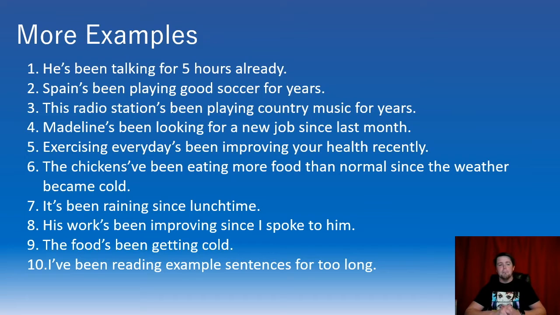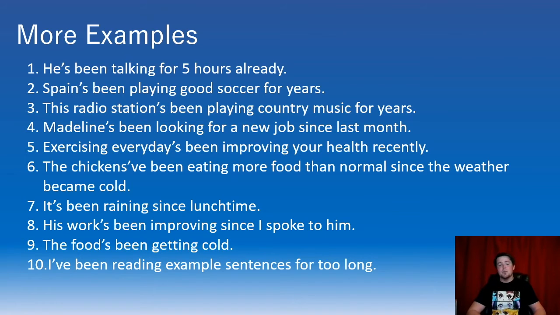So, number one, he's been talking for 5 hours already. He began 5 hours in the past. He's still talking now. Number two, Spain's been playing good soccer for years. Number three, this radio station's been playing country music for years. Number four, Madeline's been looking for a new job since last month. Number five, exercising every day has been improving your health recently. Number six, the chickens have been eating more food than normal since the weather became cold. Again, that is a time clause. Pay attention to that, but it's perfectly fine and usable in English.